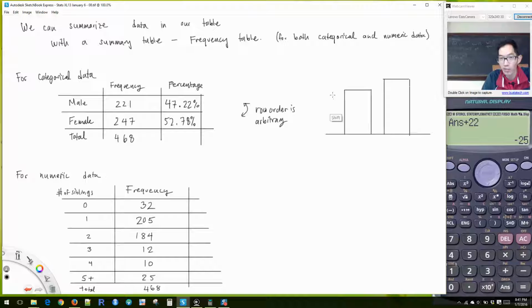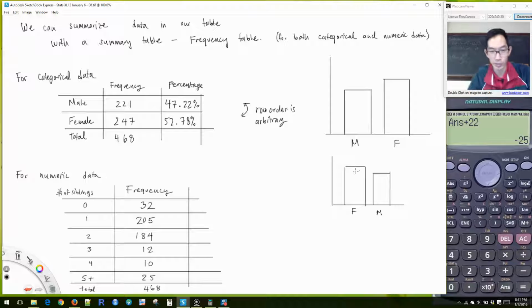And forgive my drawings. Okay, and we could switch these around. Just as equally valid would be this picture, if we put the female and male over here. Okay, so you would write 247, 221, or something like that. So these are bar charts.